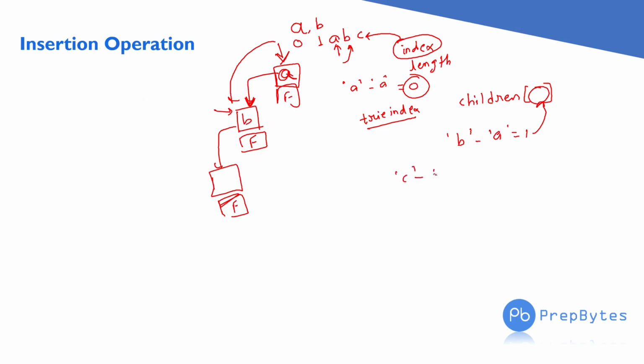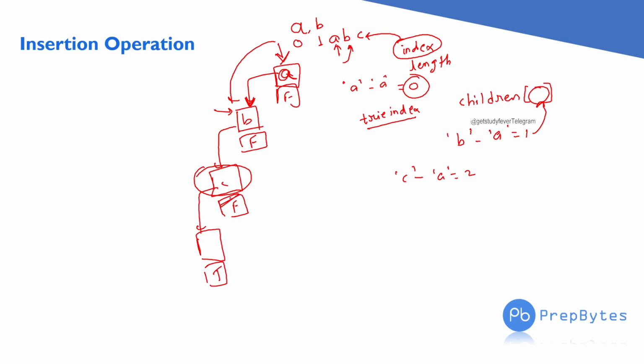C minus A is nothing but 2. So check at children 2. Children 2 is currently null, so just create a new node for it and make it true, because ABC is the end of the word. Now C is at the end of the word, so C will be pointing here. It is that simple, guys.